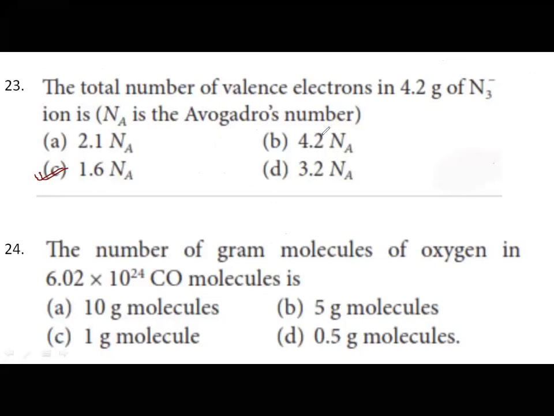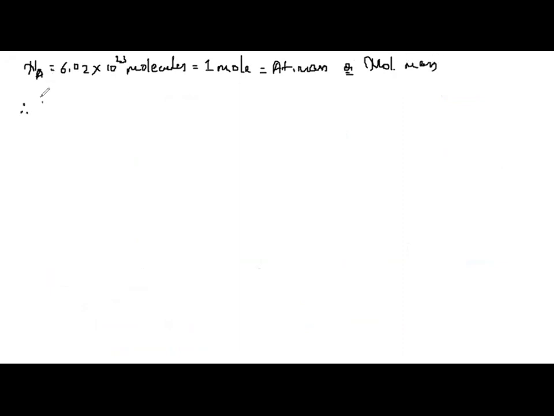The number of gram molecules of oxygen in 6.02 into 10 raised to 24 carbon monoxide molecules. Gram molecules is asked, students. So we know that Avogadro number Na is equal to 6.02 into 10 raised to 23 molecules. That will be equal to 1 mole, and that will be equal to atomic mass if it is an atom, or molecular mass if it is a molecule, right? I'm repeating the same concepts. How much carbon monoxide have they said?